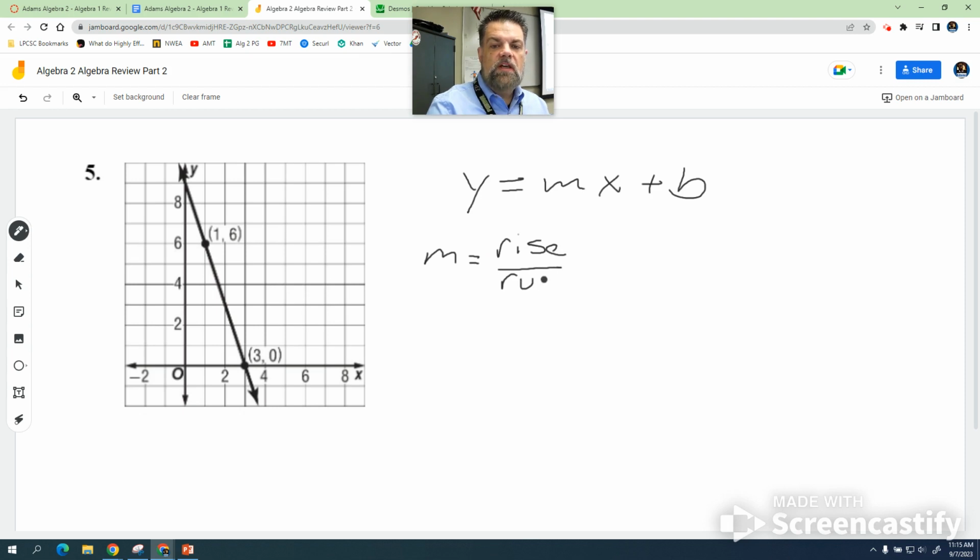Now, if that, and also this is going downhill. So whenever you have a downhill line, that means that the slope is negative. Okay. And when I read this from left to right, and it looks like it's going downhill, I know the slope is going to be negative. In other words, I got to go down.